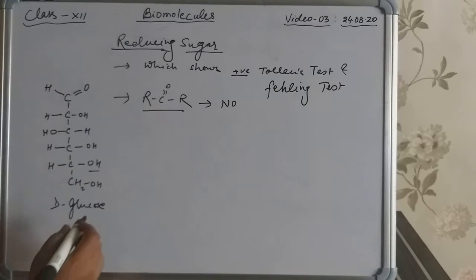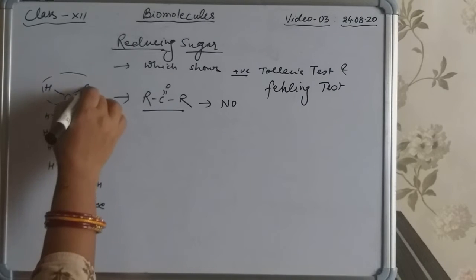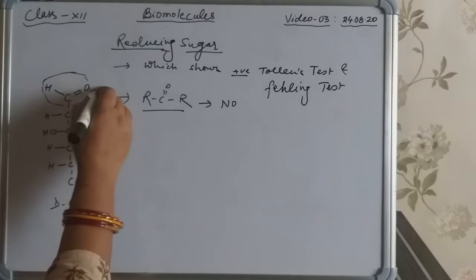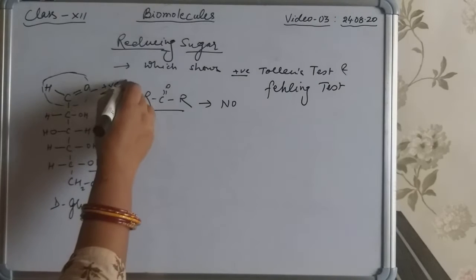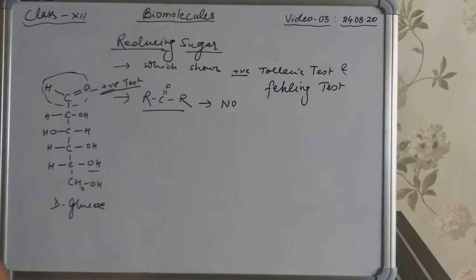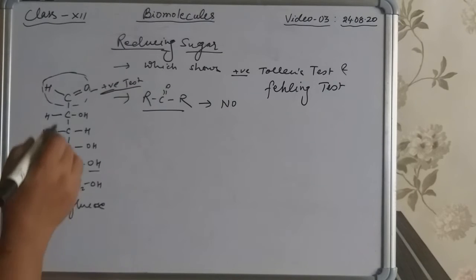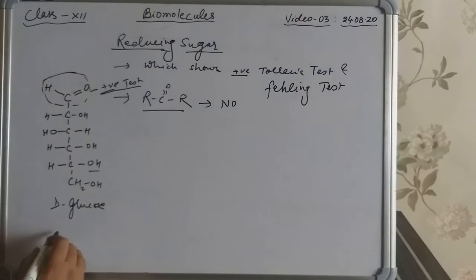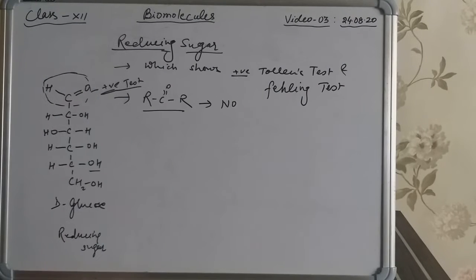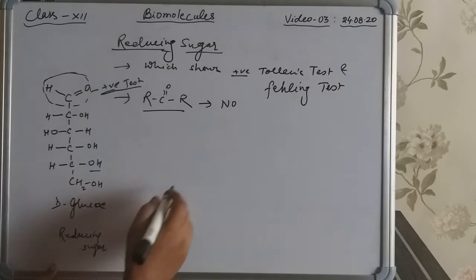So let's discuss: the positive test is given by this compound because an aldehyde group is present. So this compound gives a positive Tollens test. If the compound gives a positive test, that means this compound is a reducing sugar. When we talk about the cyclic structure, we have already discussed the three forms of glucose and fructose: one is the open form, and the second is the alpha and beta cyclic forms. So let's discuss the cyclic form of this D-glucose.